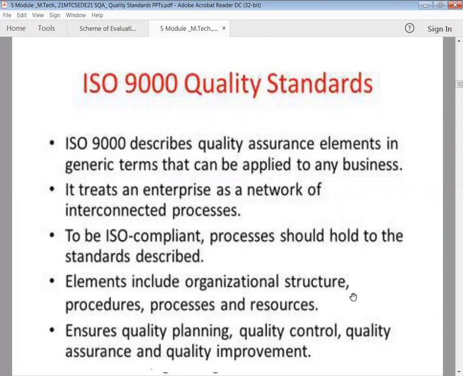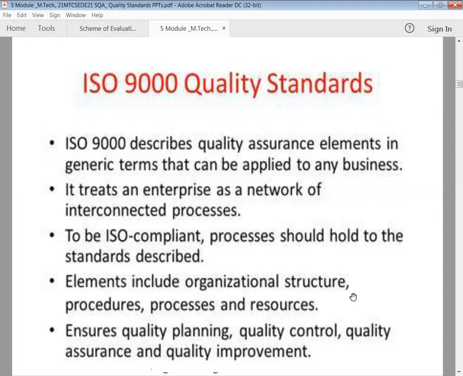In the same way, an enterprise means they will have branches throughout the world, and a number of people will be working. So it's based on the procedures, processes, and the resources we are using. Based on that, we are getting the quality standard. It ensures quality planning, quality control, quality assurance, and quality improvement.